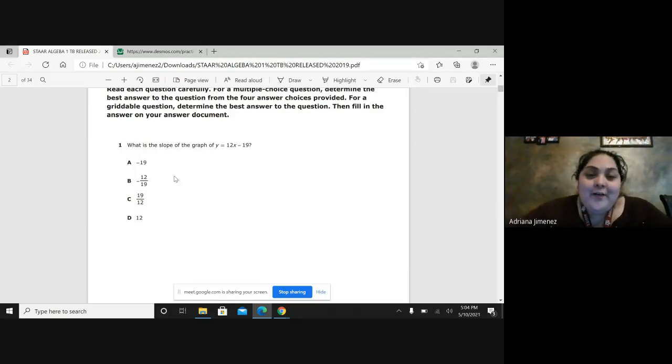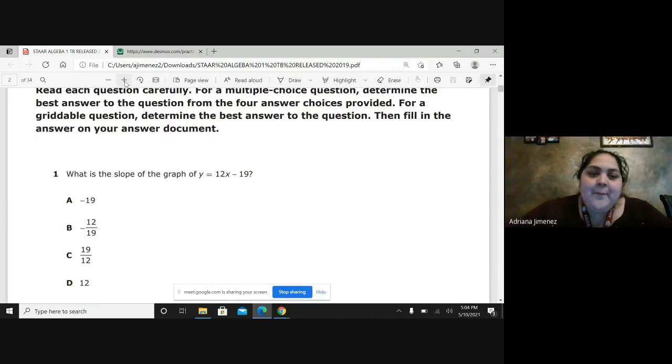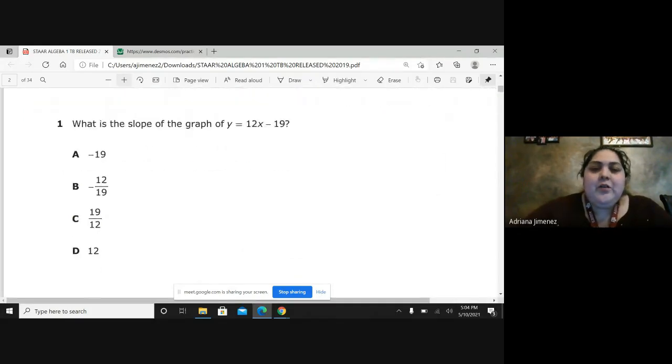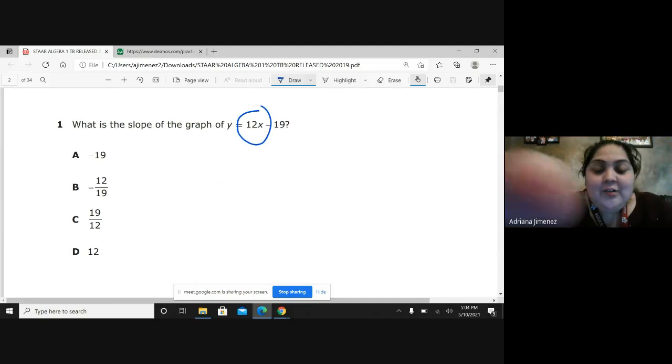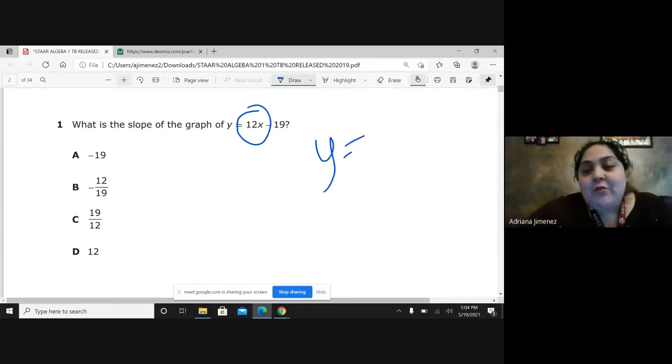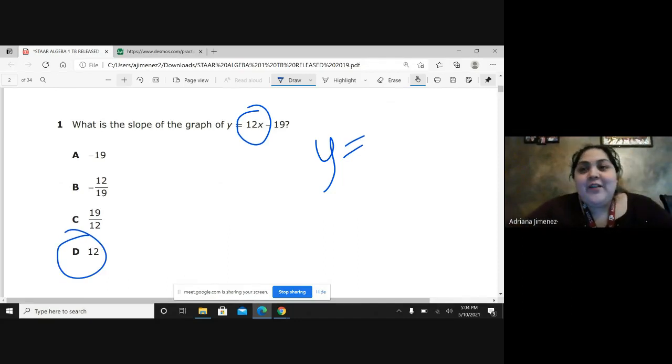Okay, what is the slope of this problem? And let me zoom in for y'all to be able to see it bigger. All right, so here we go. The slope is always going to be the number that's attached to the x. So we look for the x, and we make sure that it's in y equals. Okay, that means that the y is by itself. There we can say, hey, the slope is 12, because it's the number directly in front of x.